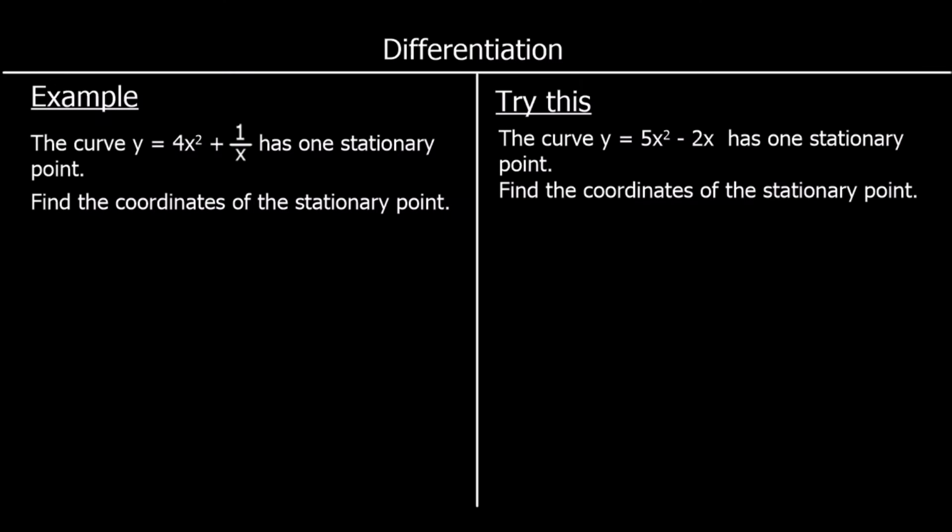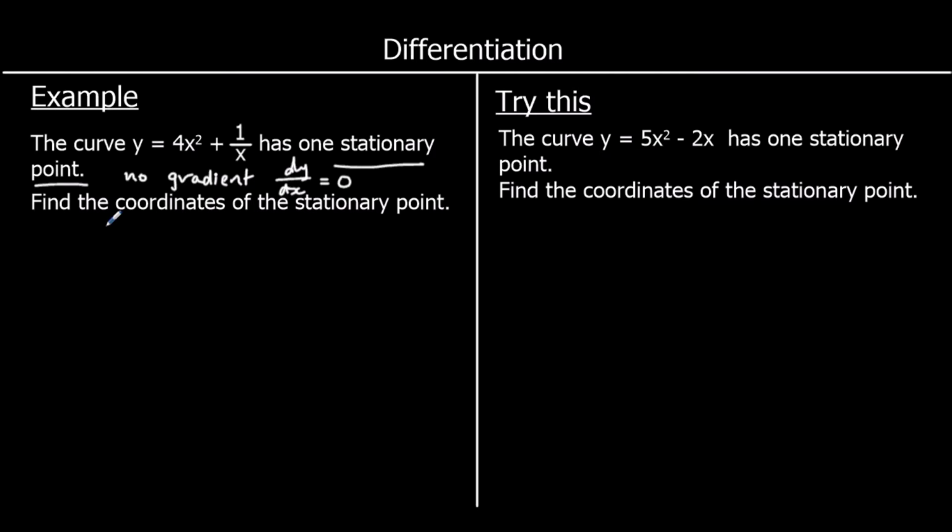This question says the curve y equals 4x squared plus 1 over x has one stationary point. So a stationary point is where there's no gradient, where the gradient is 0. So dy/dx is 0. So at a stationary point, dy/dx is 0. Find the coordinates of the stationary point. So we need to find where dy/dx is 0. So we're going to find dy/dx first.